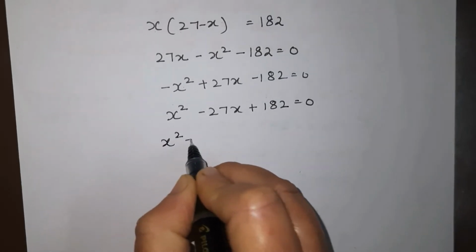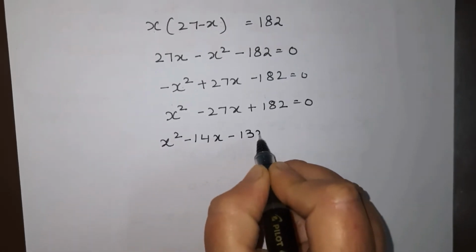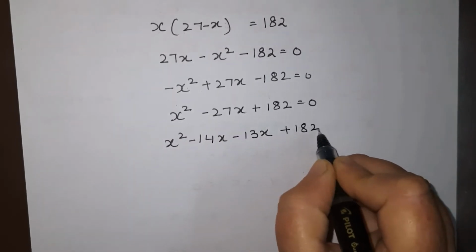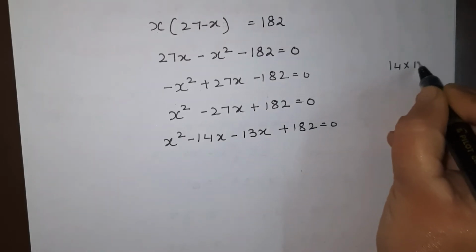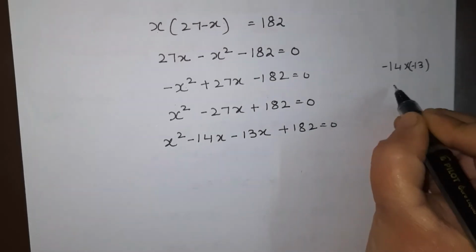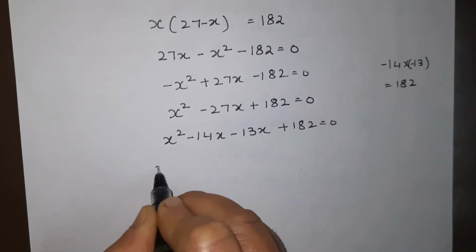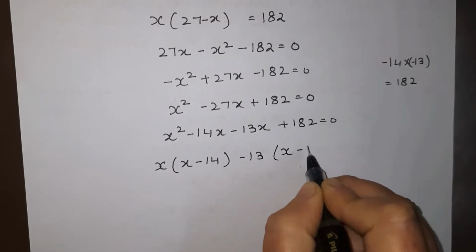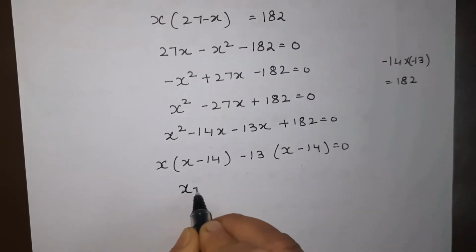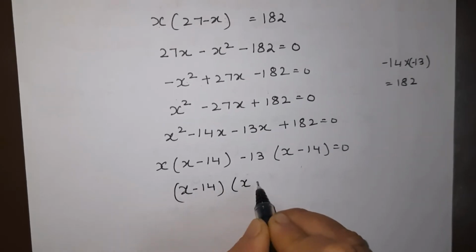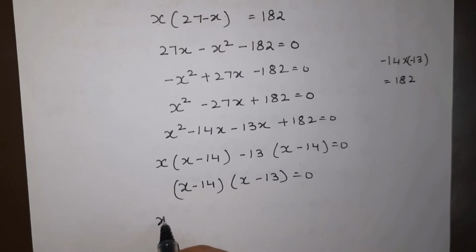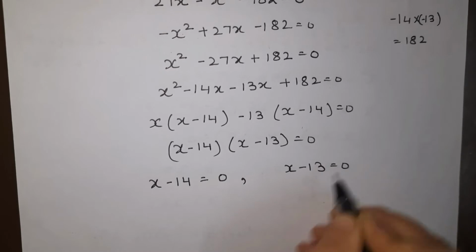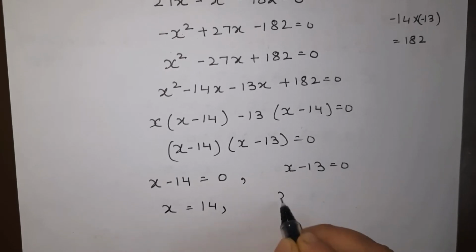The numbers are minus 14 and minus 13. Minus 14 minus 13 is minus 27, and when we multiply them, that is 14 into 13, or minus 13 into minus 14, it will be 182. x is common, x minus 14; minus 13 is common, x minus 14. x minus 14 is common. From here x minus 13 is left. So x minus 14 is 0 or x minus 13 is 0. So x is 14 or x is 13.